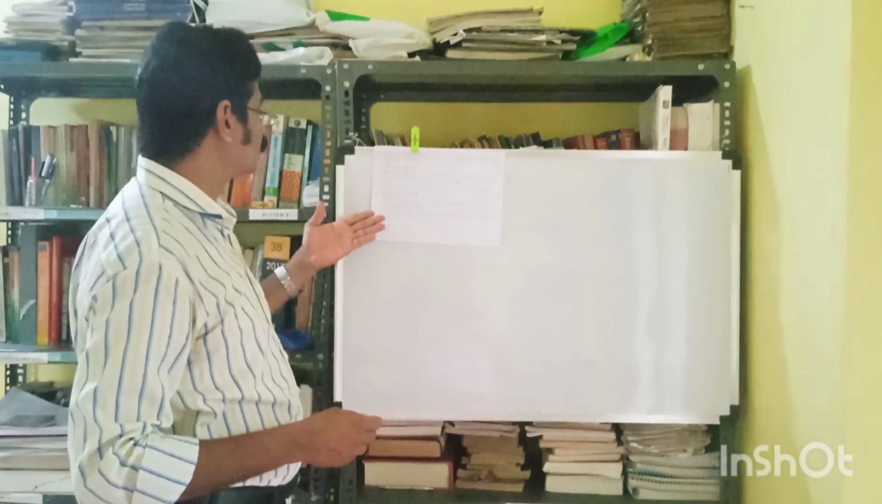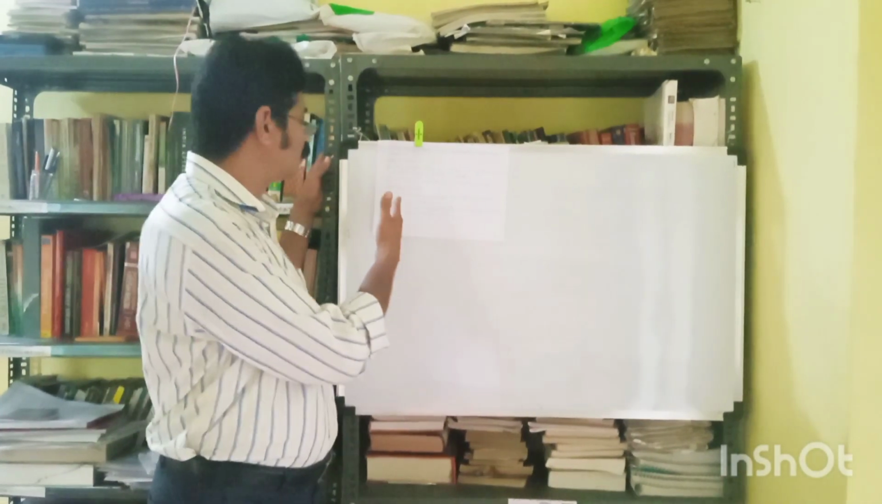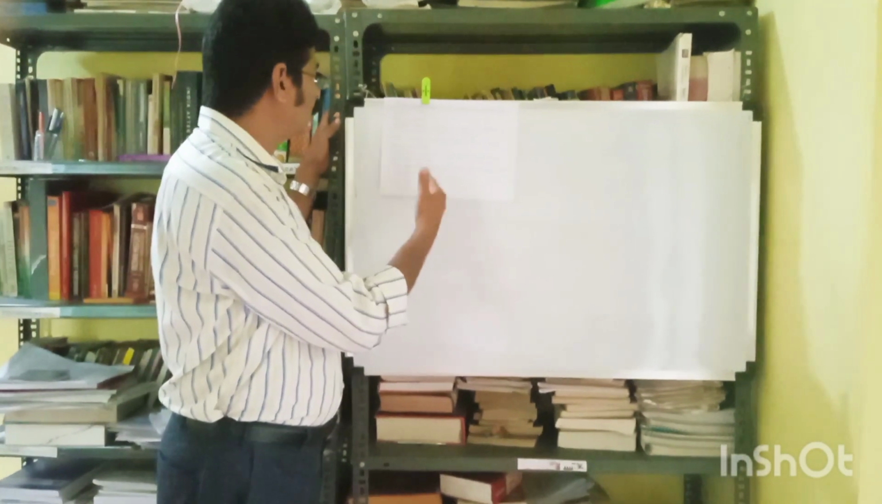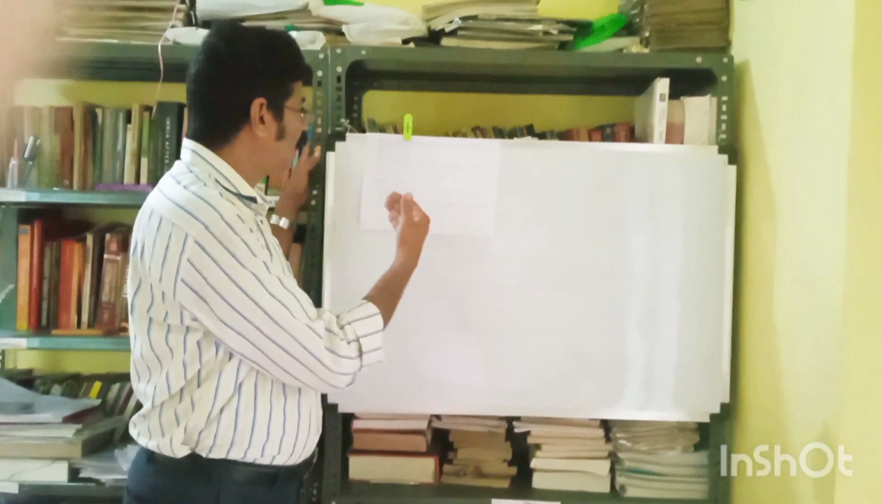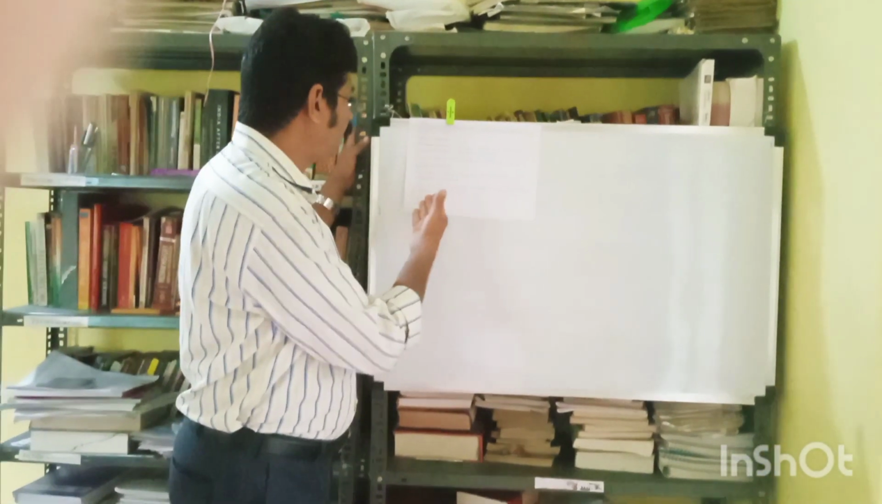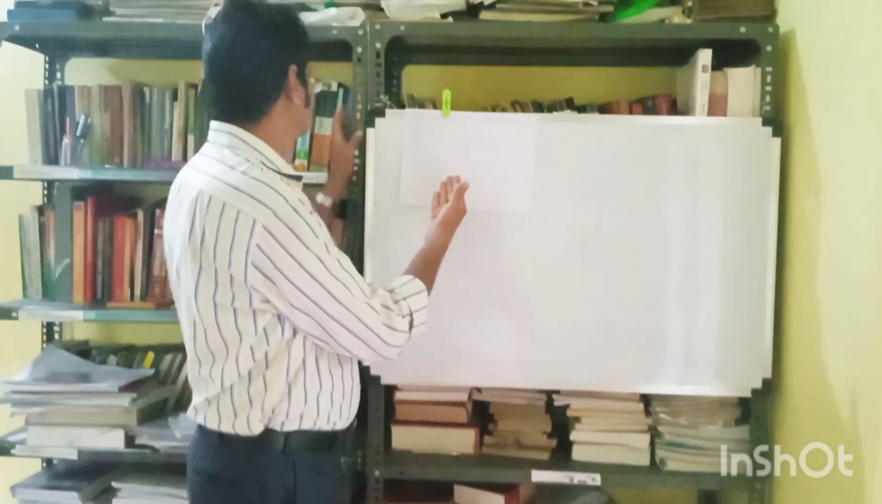And the objectives of research: it is to discover answers to questions through the application of scientific procedures. So in history, in research, scientific procedure is applied to find answers to the questions or problems. The main aim of research is to find out the truth which has not been discovered yet.